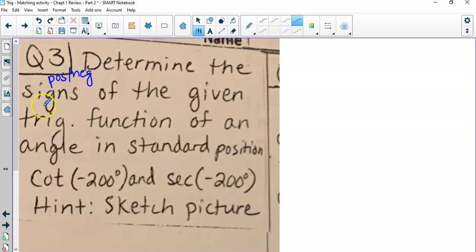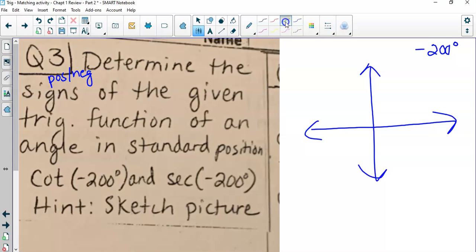So we're determining the positive or negative signs of the given trig functions of an angle in standard position, cotangent of negative 200, and secant of negative 200. So the hint is to sketch a picture. So I'm going to draw out an x and y axis. I need to draw an angle that is coterminal to negative 200. So I'm going to add 360. So what I'm actually doing then is I'm going to draw a 160 degree angle because I need to draw something that's positive.